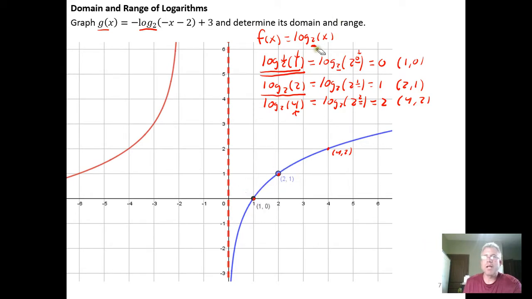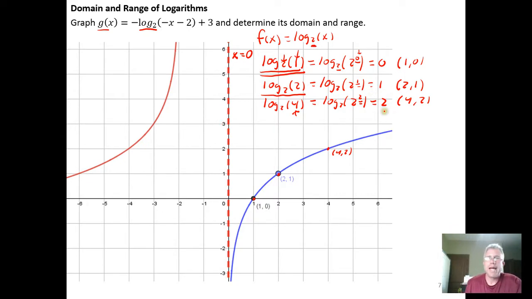The vertical asymptote of the toolbox function for every logarithm base b is the y-axis, or the equation x equals 0, which I've already dashed in here as a red line. So this is going to be the vertical asymptote for every logarithm base b. That is a toolbox function.